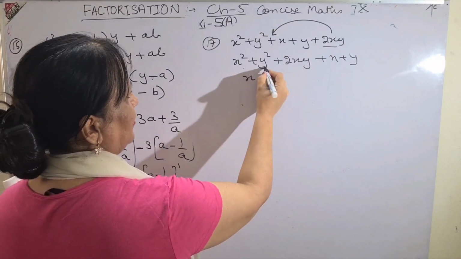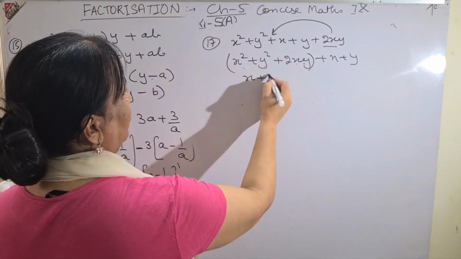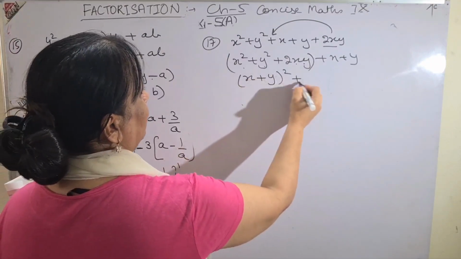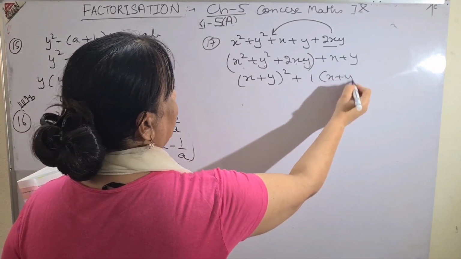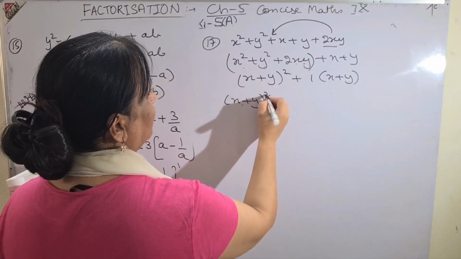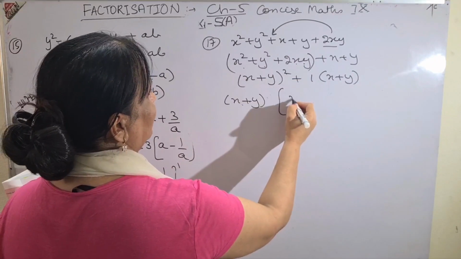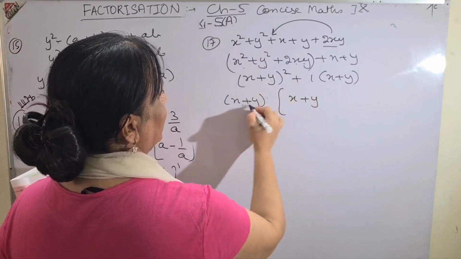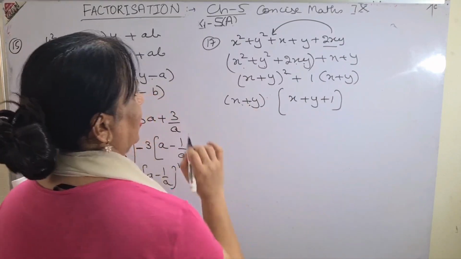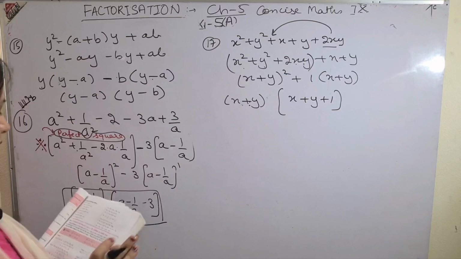This is a square plus b square plus 2ab. So you can put the bracket also if you want. (x plus y) whole square plus 1 common (x plus y). So you take x plus y common. If you take one of them common, one is taken out, one will be left inside, and here full is taken out, so only one is there. This is your answer. So 16 and 17 are similar, and both are very very important.